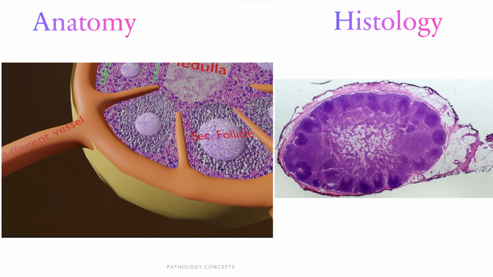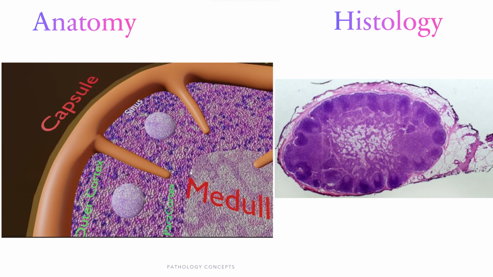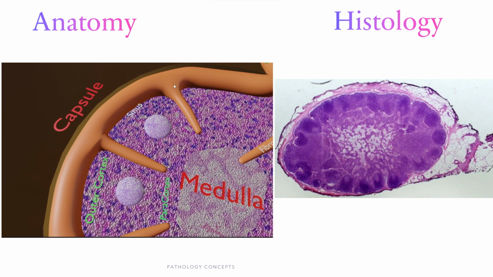Next is the subcapsular sinus. This is the sinus. The subcapsular sinus is the space between the capsule and the cortex, which allows the transportation of lymphatic fluid. It is also called the lymph path, lymph sinus or marginal sinus.